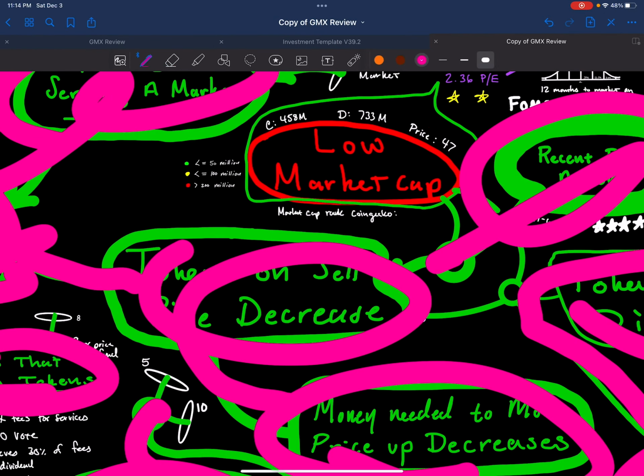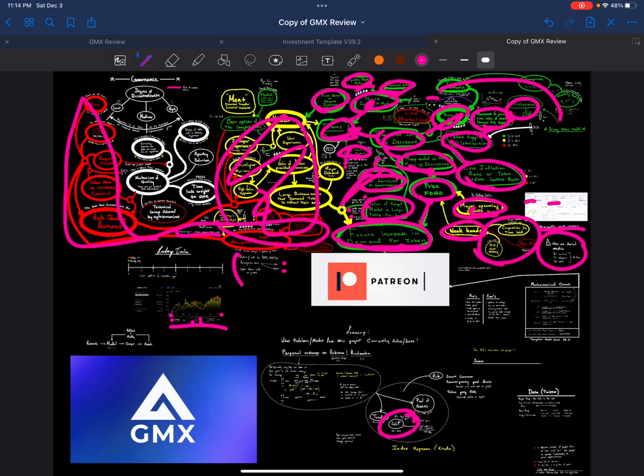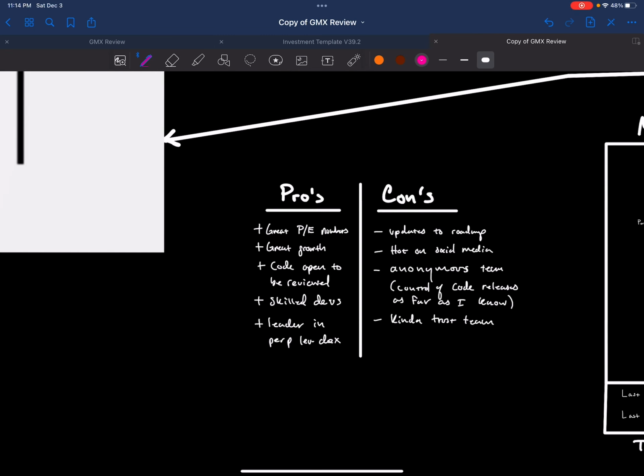All right, so that's the summary of the project from the model rundown. Pros and cons. The pros: great PDE numbers, great growth models, code open to be reviewed so you can see what code has been written, skilled developers, and a leader in the perpetual DEX space. This is the leader that I know of. The cons: the roadmap hasn't been updated in a while.